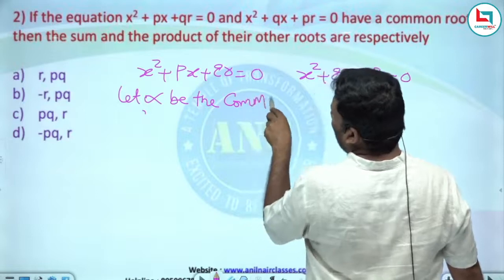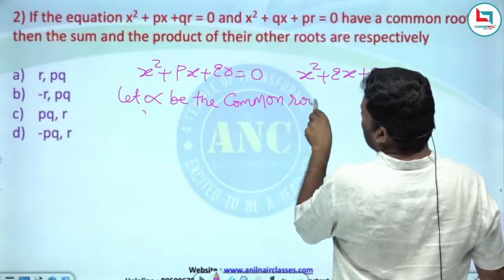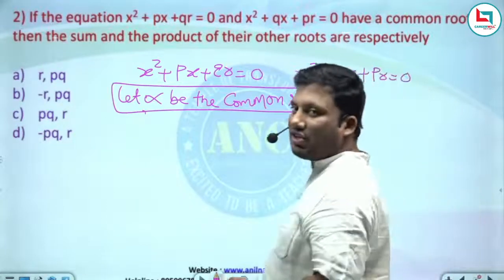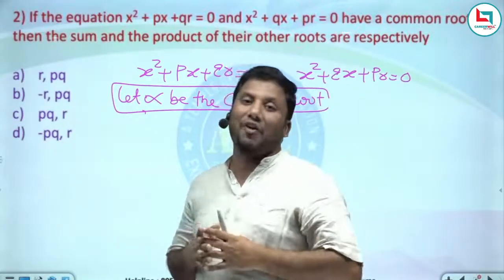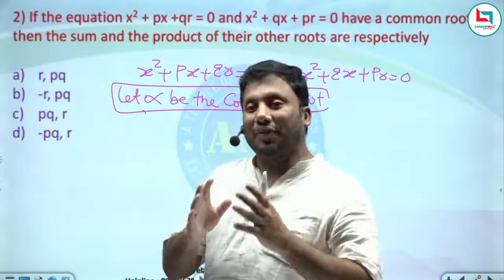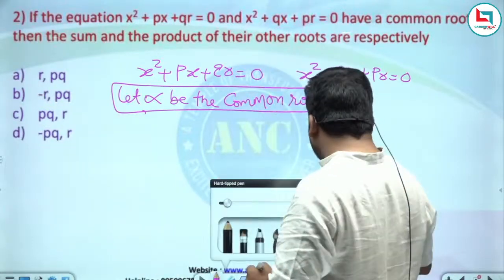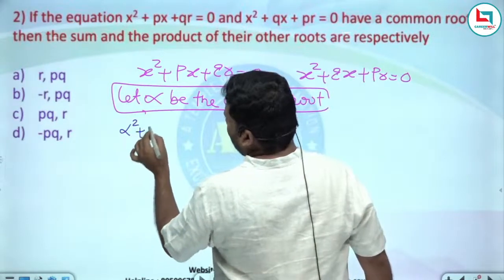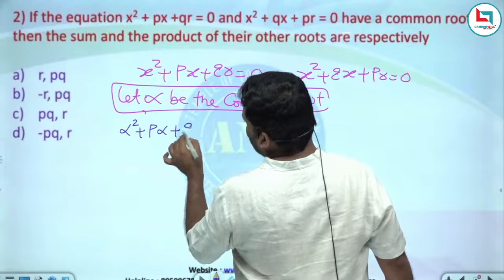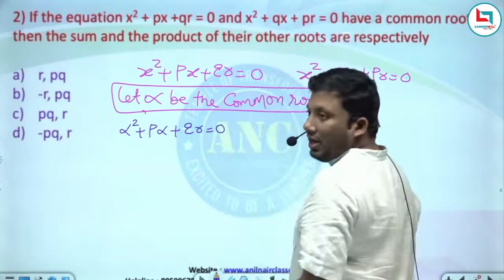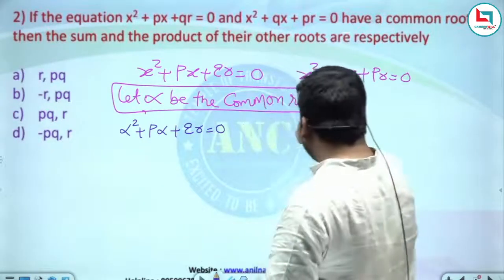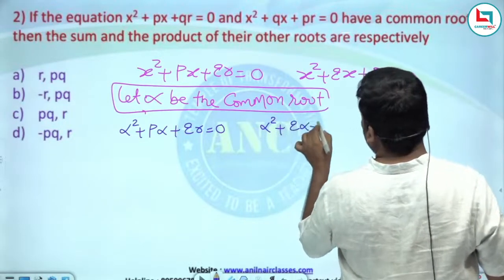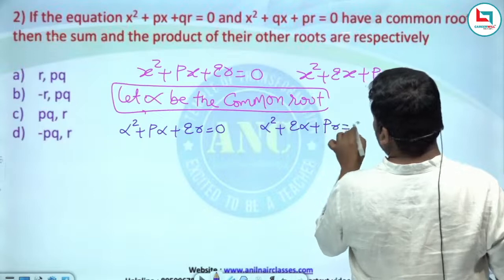What do you mean by root? Root is a value which will make the y component 0. Or if f of x is a function, if f of alpha equivalent to 0, then alpha is called the root. So alpha square plus p alpha plus qr equivalent to 0. It is a root which is common in both the equations. So this will become alpha square plus q alpha plus pr equivalent to 0.